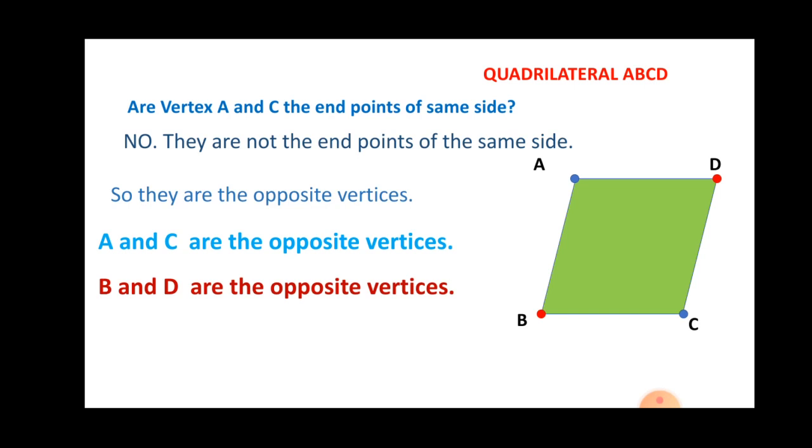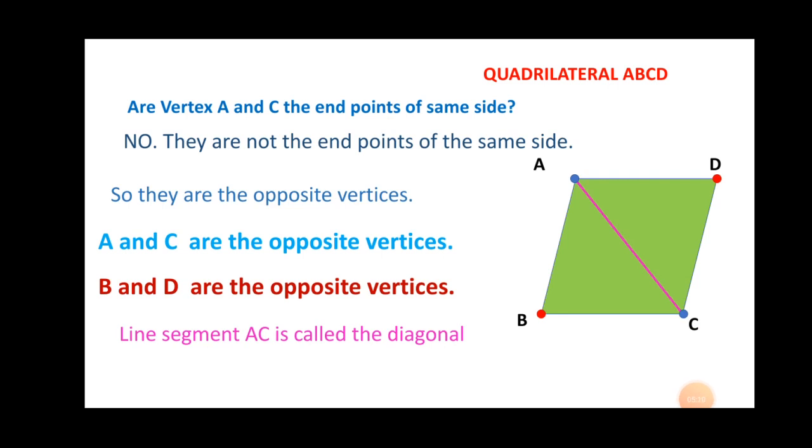Now if I talk about the other vertices, that is vertex B and vertex D, they are also the opposite vertices of this given quadrilateral. If we join these opposite vertices, like vertex A with vertex C, we get a diagonal, by joining these two opposite vertices with a line segment. So children, the line segment AC is called the diagonal of the quadrilateral ABCD.